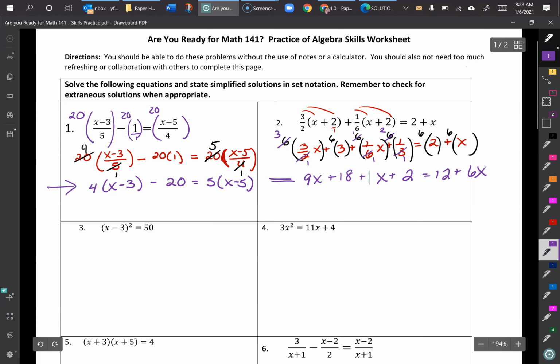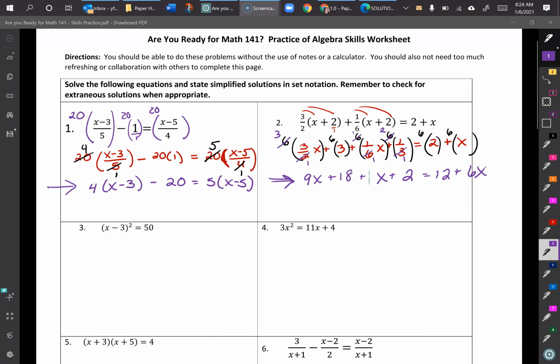And so this is where you would finish off, combine your like terms, you solve out, and then make sure you know how to check answers. I don't usually require it at this level, but make sure you know how to double check that.